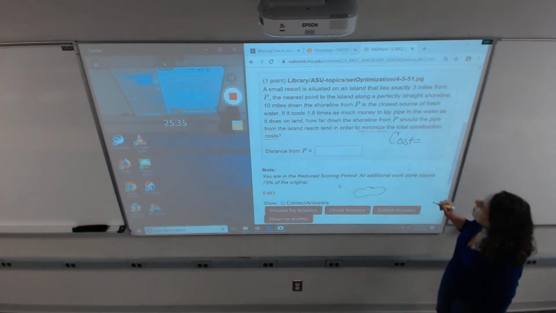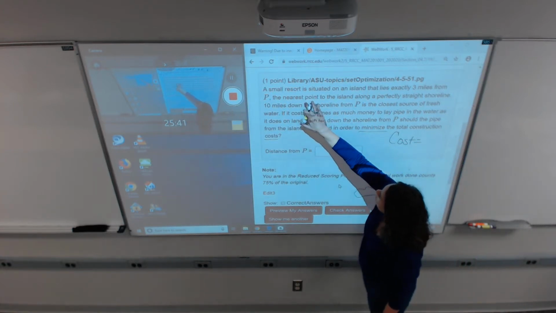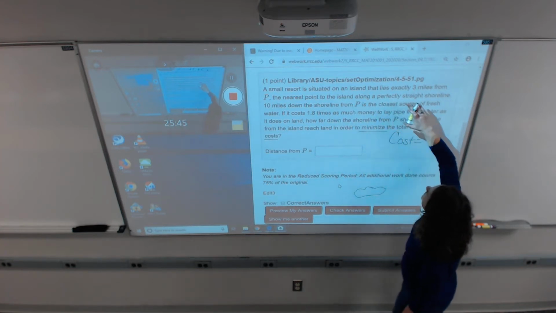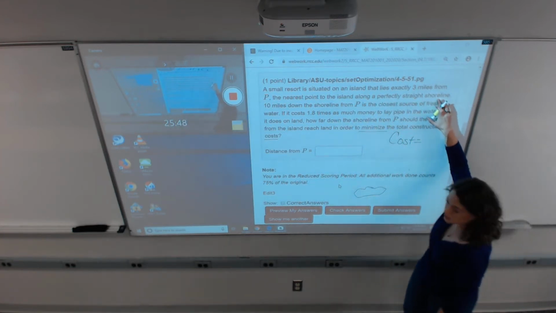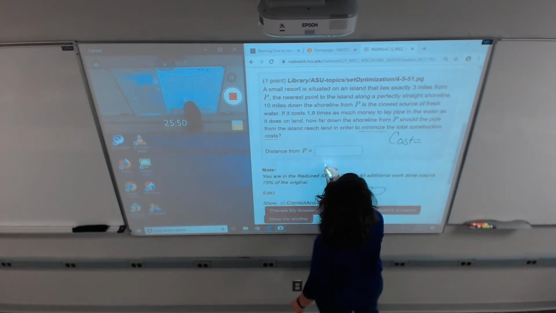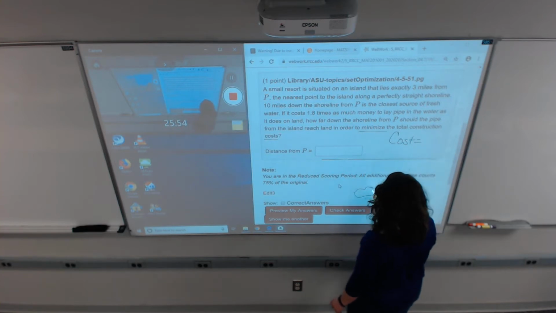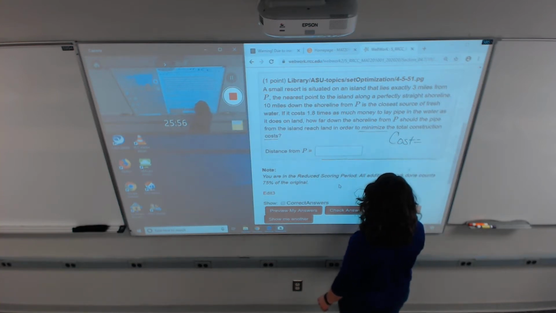Exactly 3 miles, okay, from P. Where's P? The nearest point to the island along a perfectly straight shoreline. Okay, no shoreline's perfectly straight, but this one is. All right, so we have a perfectly straight shoreline. Here's my resort. And I can draw a line straight to it.